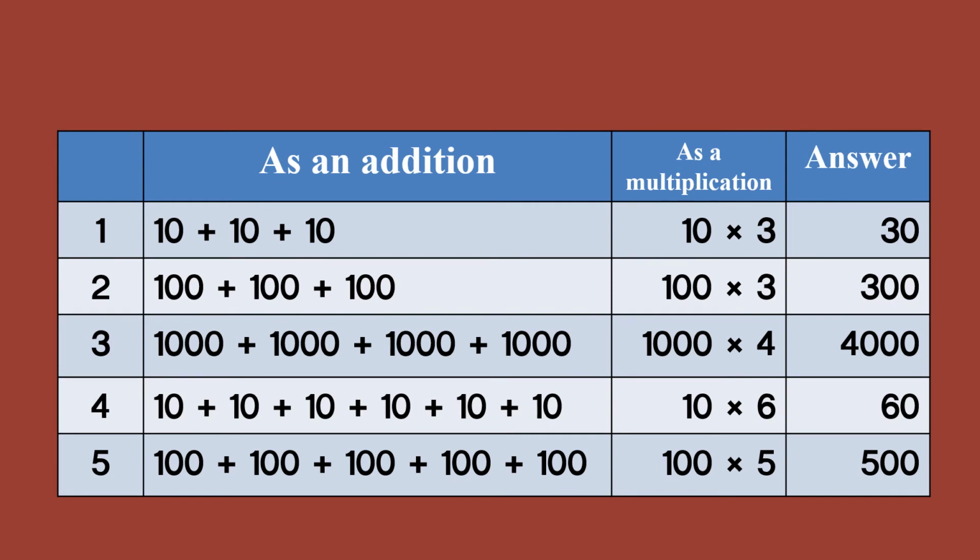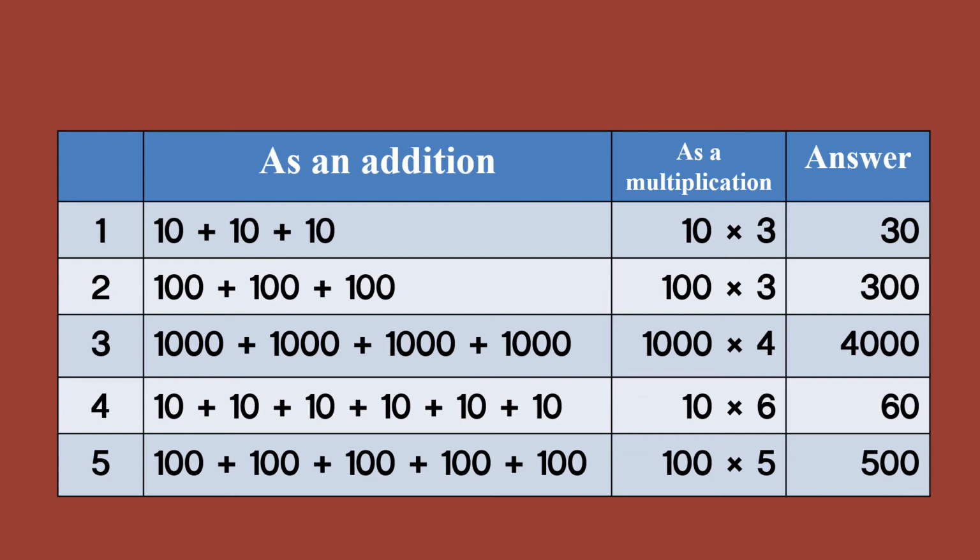10 plus 10 plus 10. Now, we can see 3 10's are added together. So, as a multiplication, you can mention 10 multiplied by 3 and the answer is the same, that is 30. Next, 100 plus 100 plus 100. So, 3 hundreds are added together. That means 100 multiplied by 3. So, that is equal to 300.